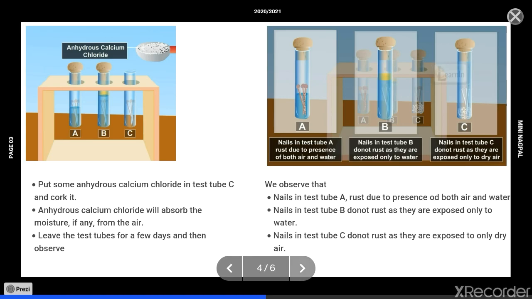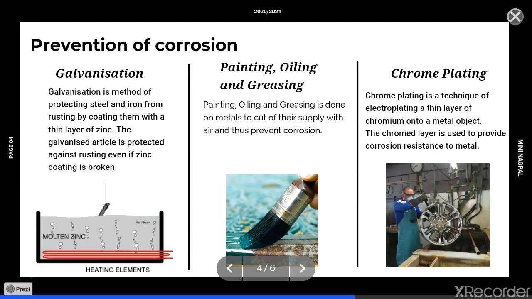So this activity proves that moist condition is necessary for rusting. Now there are a number of methods to prevent corrosion. A lot of money is being spent on preventing the corrosion of iron. People paint, oil, and grease the articles so that the articles do not come in contact with the air and do not get rusted out. There are a few other methods also which are used for preventing corrosion.